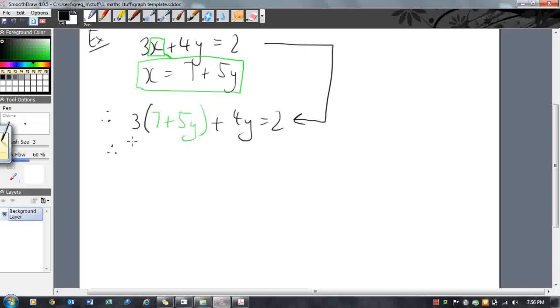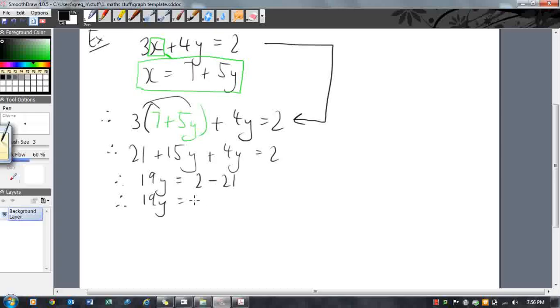So therefore, let's expand this. 21 plus 15y, so I've just expanded like that, plus 4y equals 2. Solve it. We've got 15y plus 4y, so I've got 19y is equal to 2, and I'll move this 21 over to the other side, so that becomes minus 21. Therefore, 19y is equal to 2 minus 21, which is negative 19. Therefore, y is equal to, divide both sides by 19, -1. There's your y value.